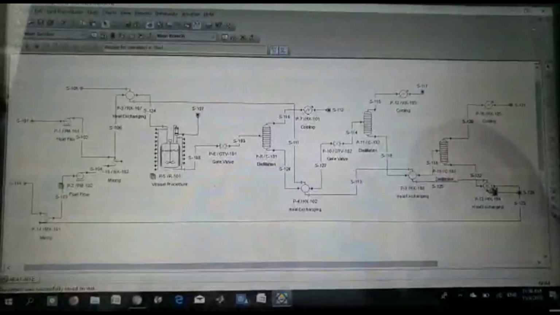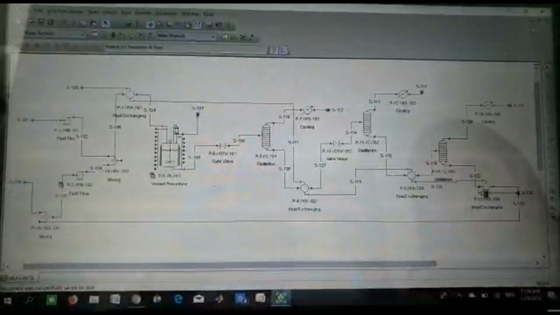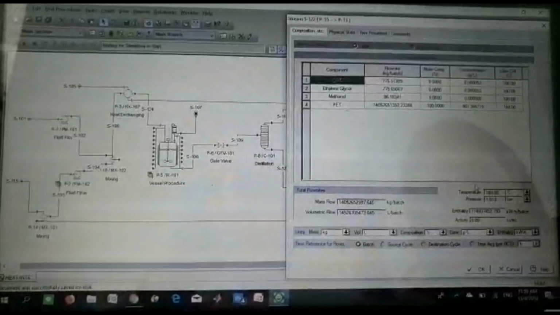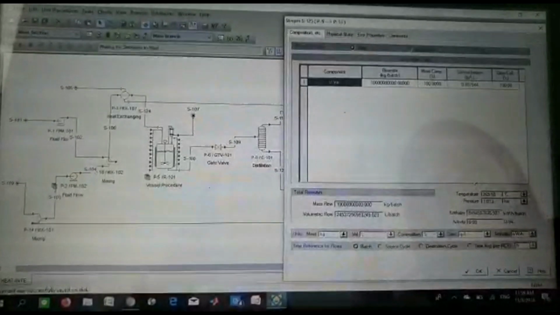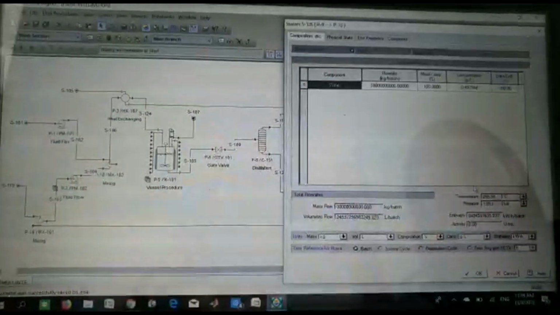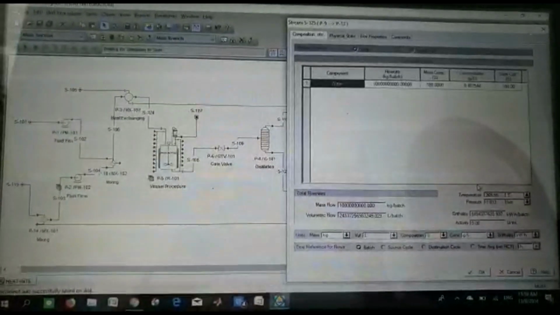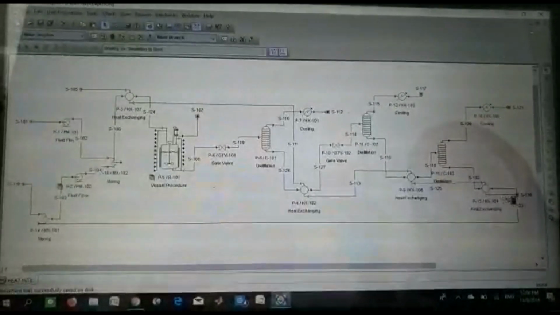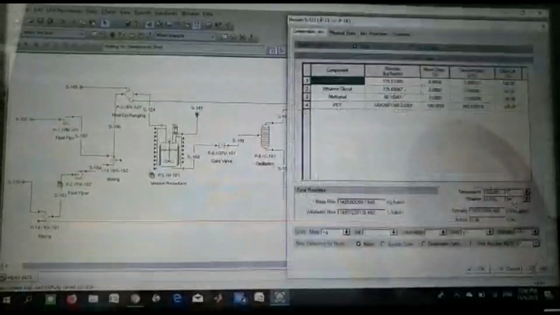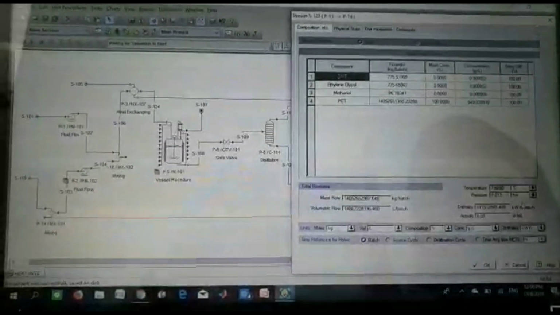At P13, S112 acts as the cold water, which is at 100 degrees Celsius, and S125 acts as the hot water, which is at 265.55 degrees Celsius. The desired temperature for P13 is 150 degrees Celsius.